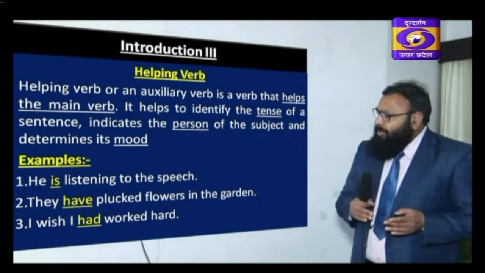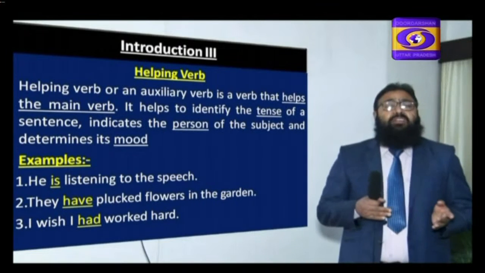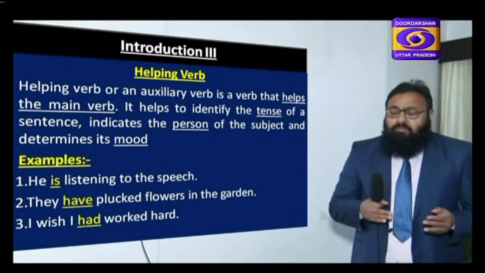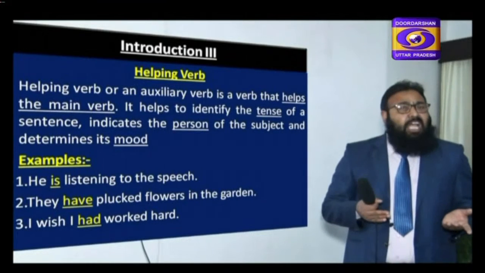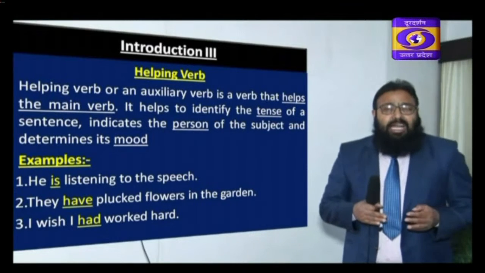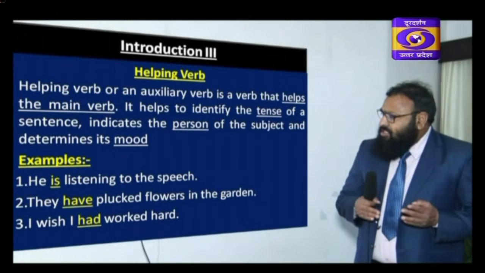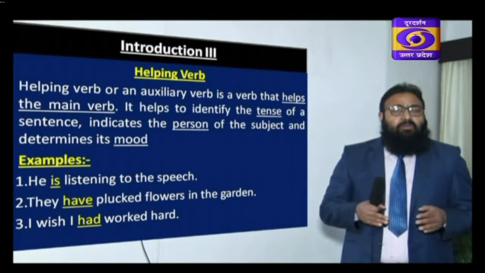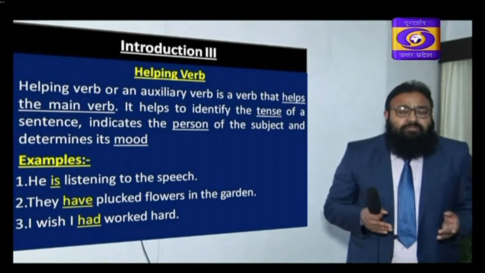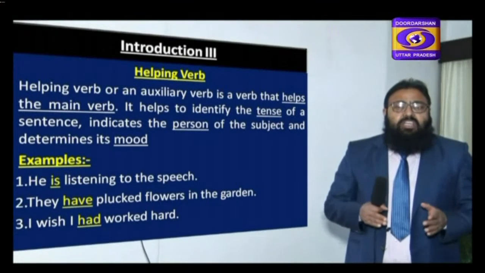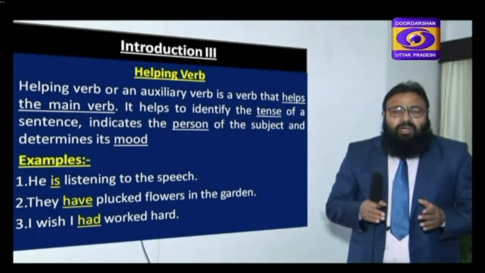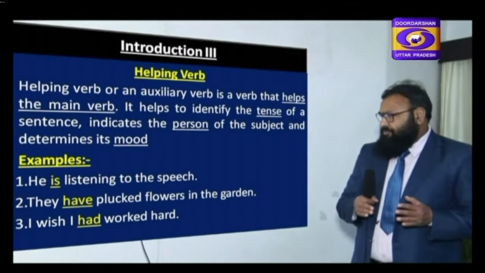Example 2: They have plucked flowers in the garden. Now pluck is the main verb, have is the helping verb. Without have, we won't be able to identify the tense in which we want to convey the sense. Have plus verb third form indicates that it is in the present perfect. The work is over in the immediate past.